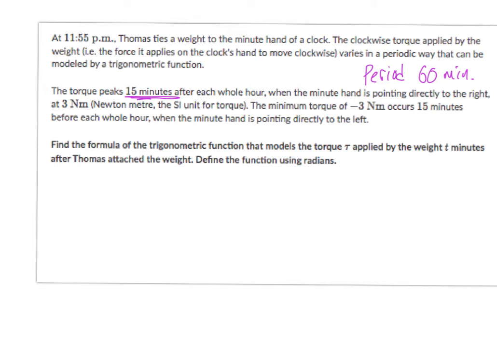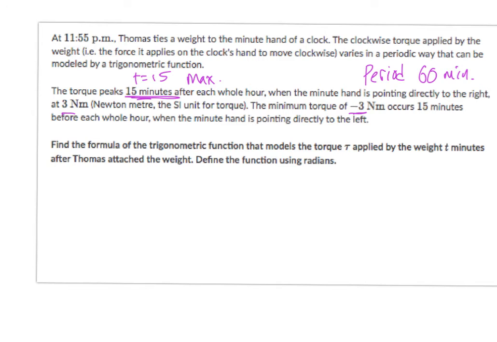So if we thought about t equals 0, t equals 15 would be the max, and the minute hand pointing directly to the right. Okay. At 3 Newton meters, so that's the unit we use for torque. So that's like the height of that. The minimum torque at -3 Newton meters occurs 15 minutes before the whole hour.